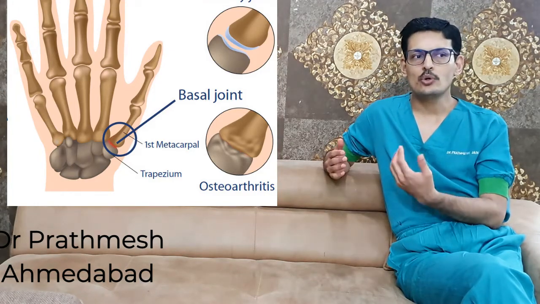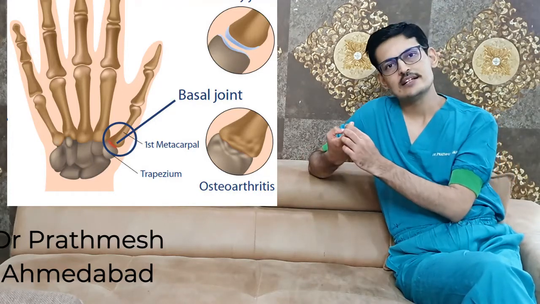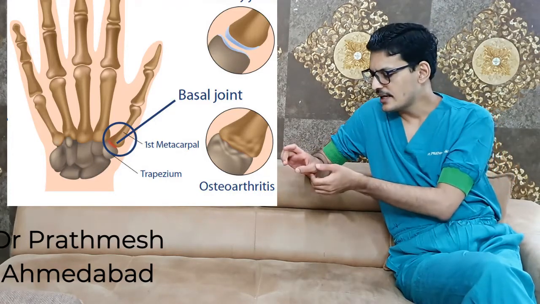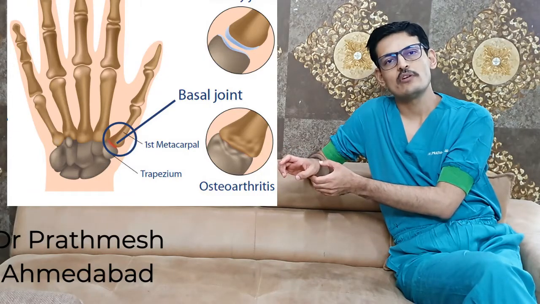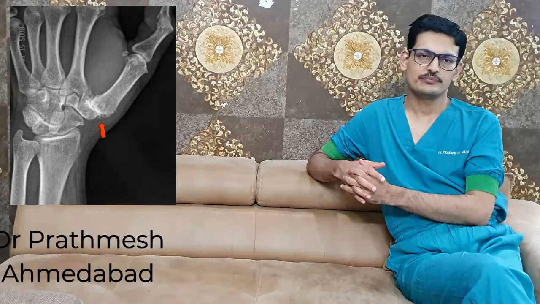If we talk in totality, the most common joint involved in arthritis is the DIP joint, and this is the second most common joint involved in arthritis. It is followed by the proximal interphalangeal joint, this joint, and the MCP joint, that is these joints.